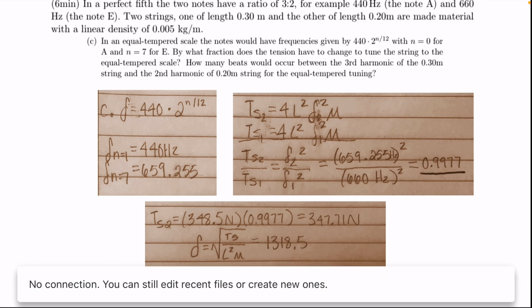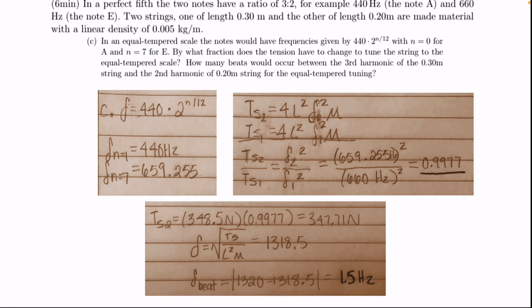So the frequency is now going to still be the square root of T, the tension of the string, over L squared times the linear density, because we have the same case as the previous step where we're doing the second harmonic for this n equals 7 string and the third harmonic for the n equals 0 string. So we're going to use that same equation, giving us 1318.5 hertz.